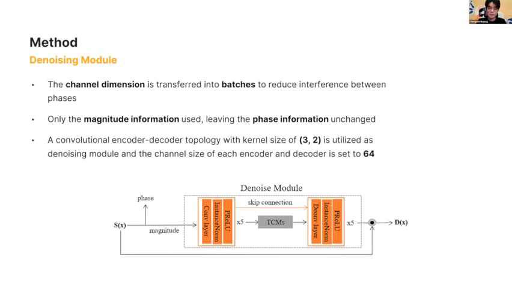The architecture of this module is a convolutional encoder-decoder topology with kernel size of 3 in frequency dimension and 2 in time dimension. The channel size of each encoder and decoder is set to 16.